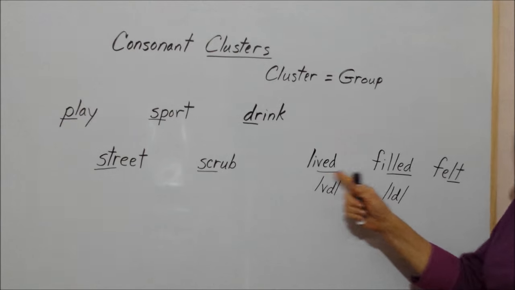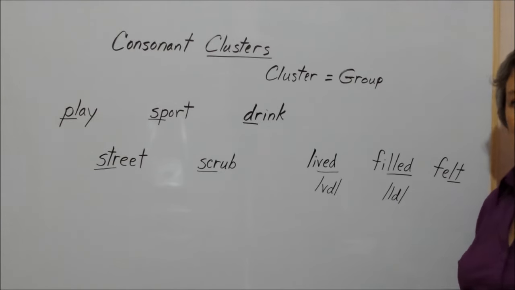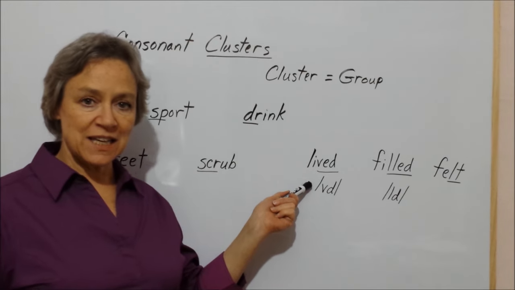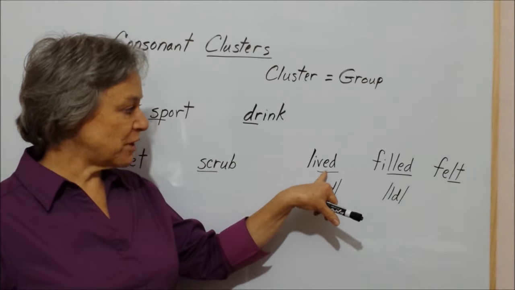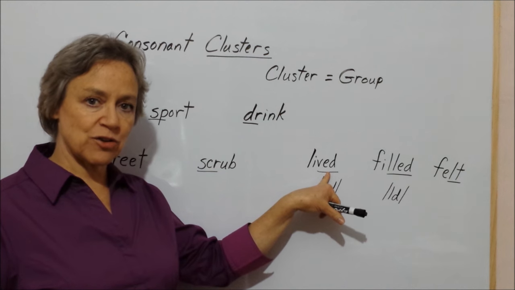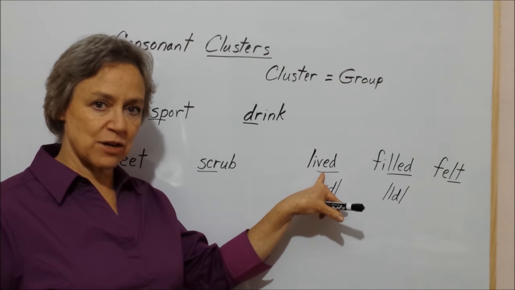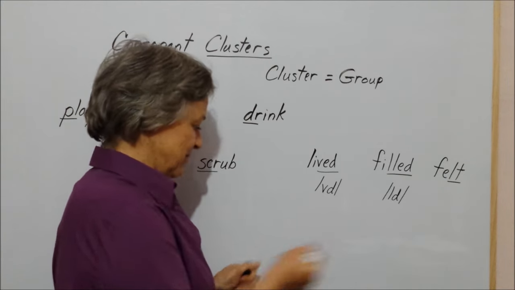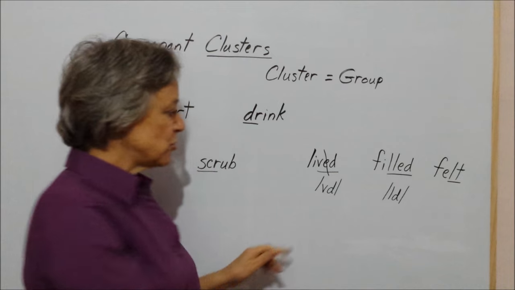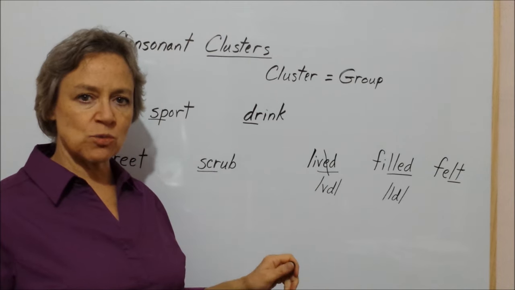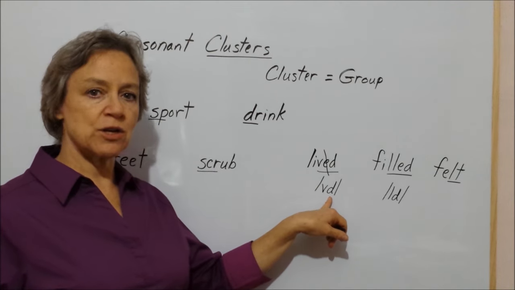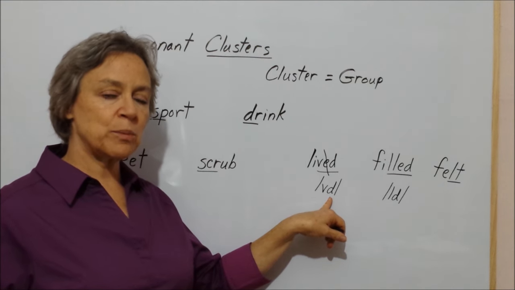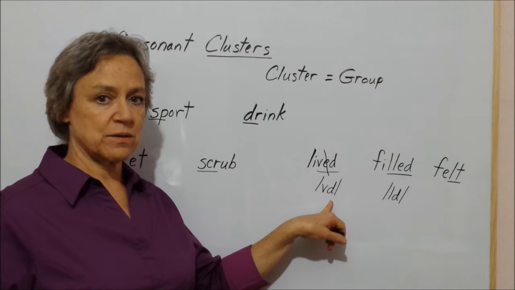Here are a few examples with the consonant cluster at the end of the word. Here's lived. Although I have written a vowel letter, the letter E, in between the letters V and D, we don't pronounce that E. So the last sounds in this word are V and D. Lived. So we move right from the V to the D.